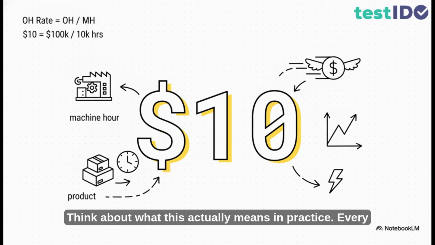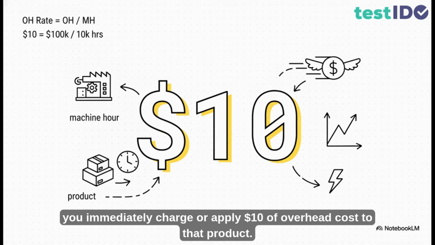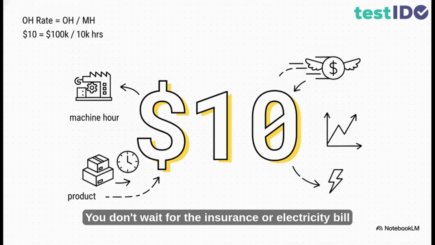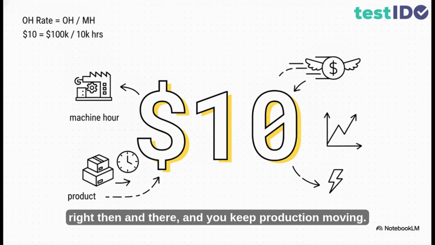Think about what this actually means in practice. Every single time a dining table spends 1 hour on that machine, bam, you immediately charge or apply $10 of overhead costs to that product. You don't wait for the insurance or electricity bill to hit your desk. You charge it $10 right then and there, and you keep production moving.